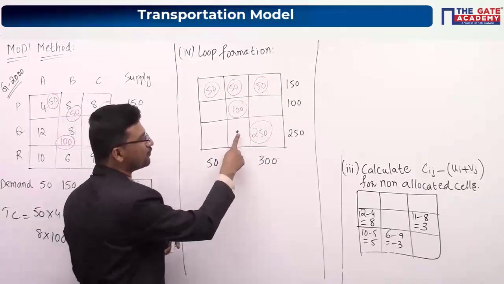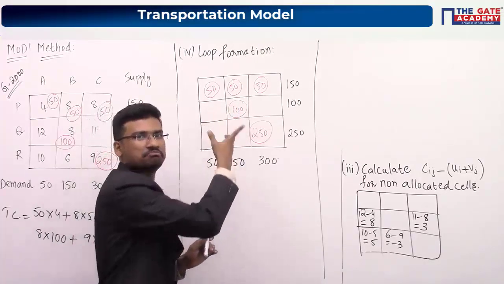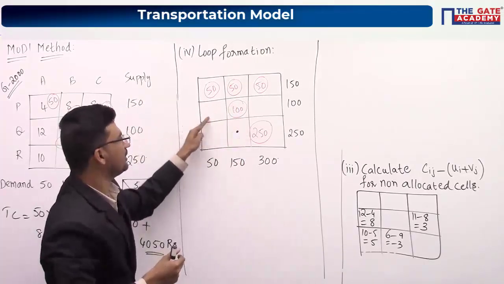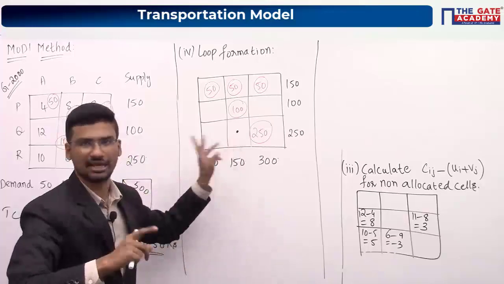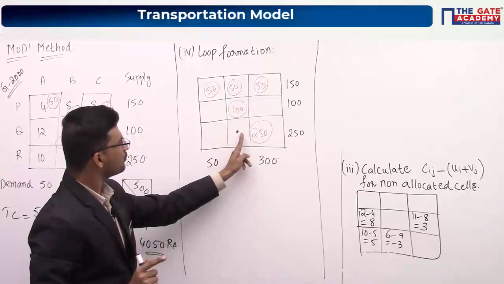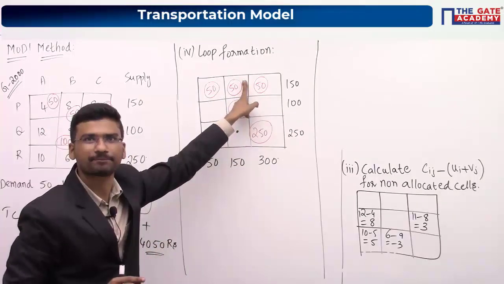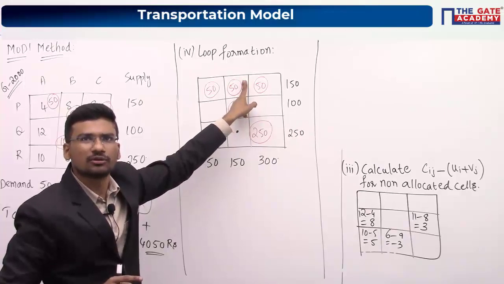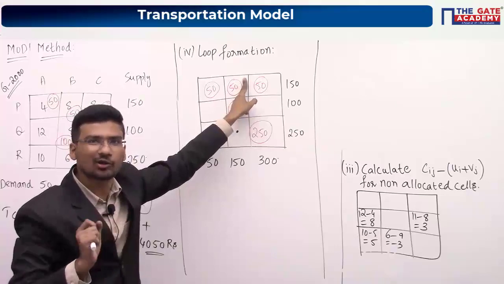Let us say I am moving in this direction and taking a turn like this. Again it is a non-allocated cell, so you cannot move further and you cannot come back. Forming a loop means you have to come back to the initial cell. Now let us say I am moving in this direction and reaching this particular cell. Again it is an allocated cell.